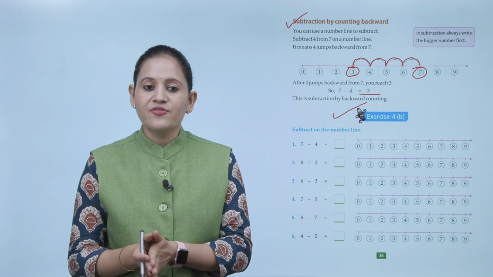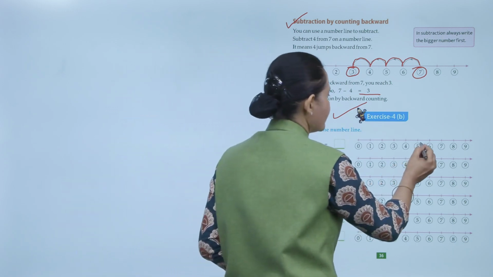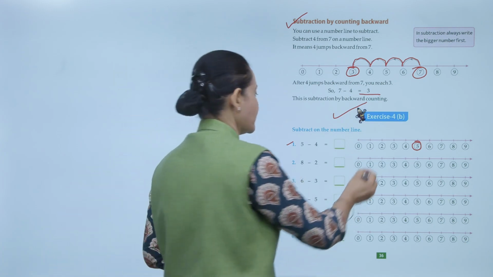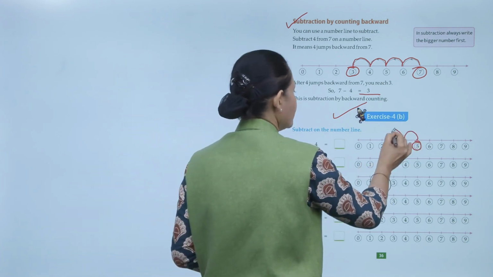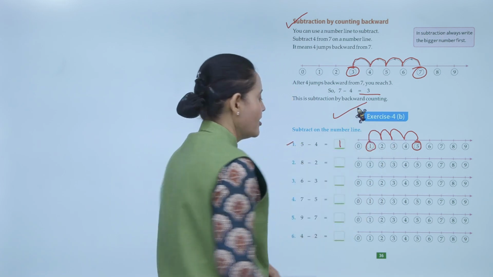Subtract on the number line. First is 5 minus 4. So here is number 5. So we have to jump 4 times backward. 1, 2, 3, 4. So answer is 1. 5 minus 4, that is equals to 1.